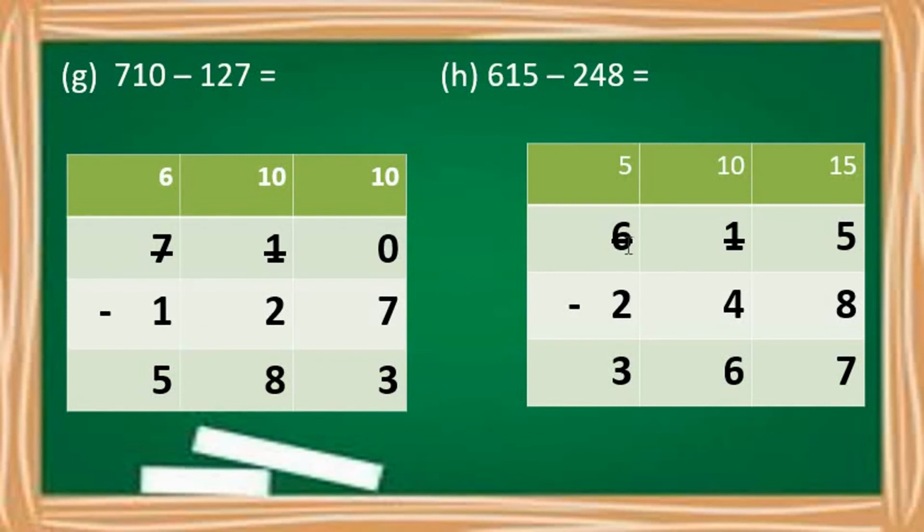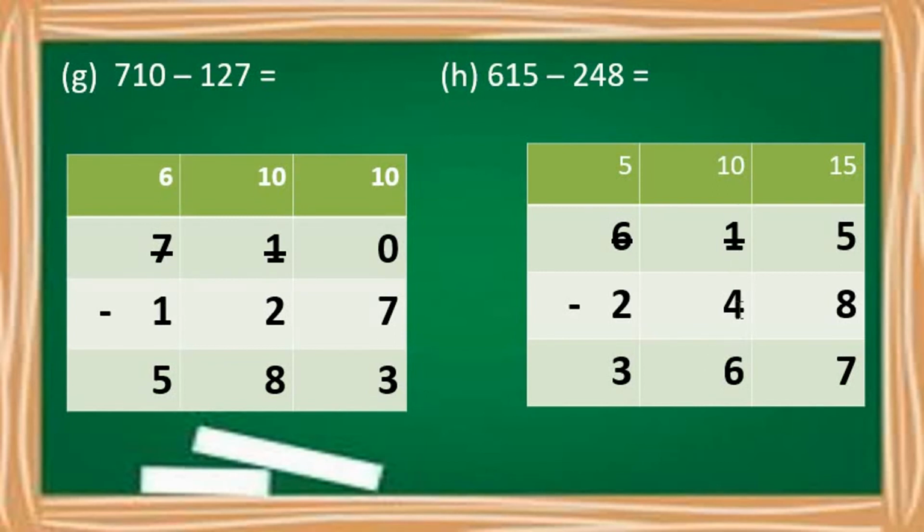Now again question number H. Question number H is what? 615 minus 248. So 5 minus 8. Is this not possible? We cannot take out 8 from 5. So take the borrow. 10 plus this 5 is 15. 15 minus 8. So the answer is 7. Again we cut the further digit and put the smaller digit. 0 minus 4. Not possible. So put the borrow, 10.